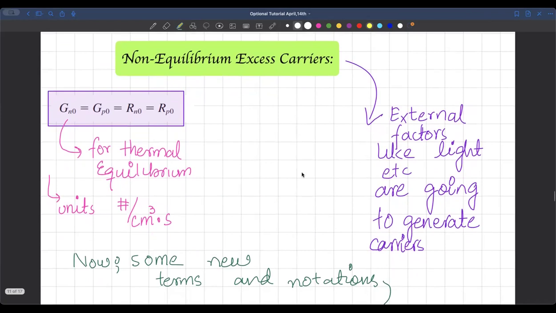Okay, now we will be talking about the non-equilibrium excess carriers. Although we talked about this in the last tutorial, just going over this again if you missed that tutorial. First, let's talk about thermal equilibrium and the generation rates, the rate at which the carriers are being generated. The electrons and the holes, we know they are equal. This is something where we are talking about direct band to band generation, okay? I will tell you what that means.